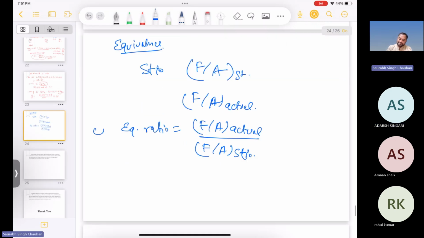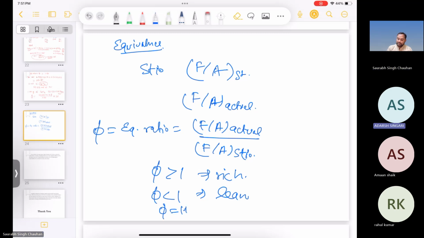Let's just represent this by phi. If your equivalence ratio is greater than 1, this means you are running on a rich mixture. If it is less than 1, this means lean mixture. If it is equal to 1, then it's stoichiometric, right? So this is the definition of equivalence ratio.